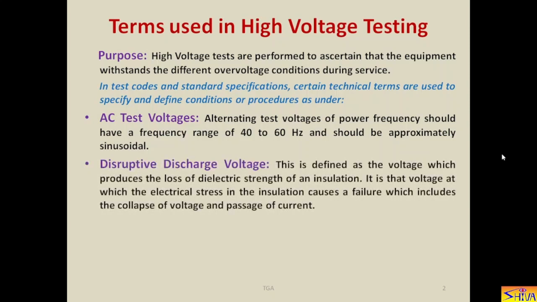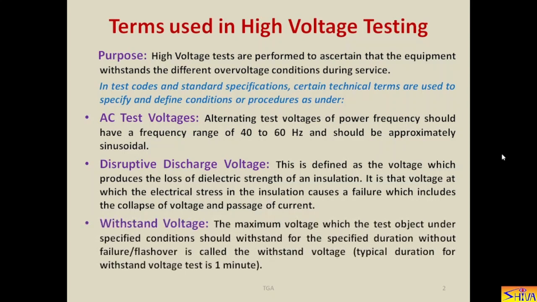Disruptive discharge voltage. This is defined as the voltage which produces the loss of dielectric strength of an insulation. It is that voltage at which the electrical stress in the insulation causes a failure which includes the collapse of the voltage and passage of current. So this includes flashover, sparkover or breakdown, that is also called as puncture.